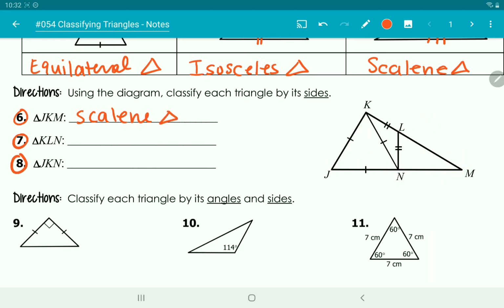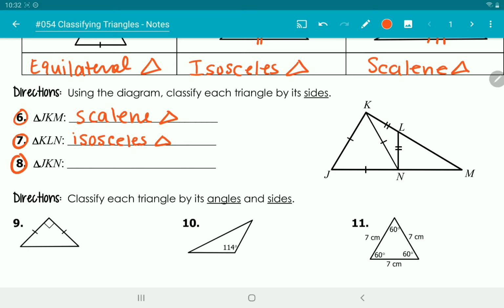If we look at the next triangle, we're looking at KLN. Here, you see this has 2 tick marks, and this one has 2 tick marks, so those two are the same. But this one only has 1, so it's not the same. So it's 2 sides that are the same or congruent to one another. So it's isosceles. It's an isosceles triangle.